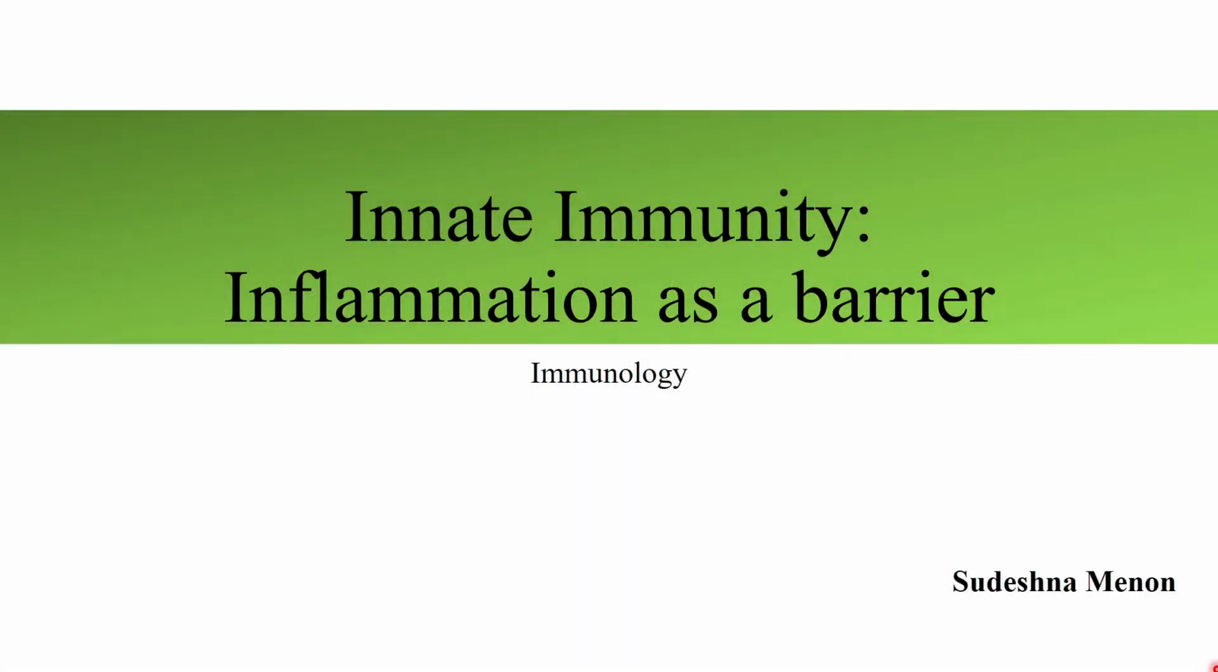Innate immunity, inflammation as a barrier. With innate immunity having different lines of defense, with physical barrier, physiologic barrier, endocytic and phagocytic barrier, leading to finally what is called a barrier because of the inflammatory response. And all the four barriers together are responsible for ensuring that the innate immune system is able to eliminate a foreign particulate matter.